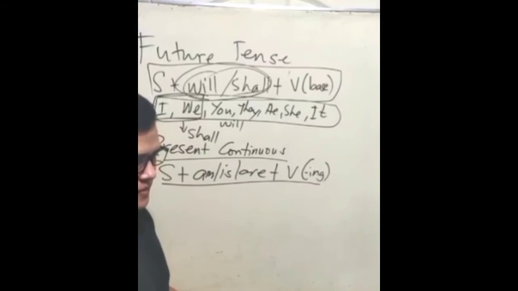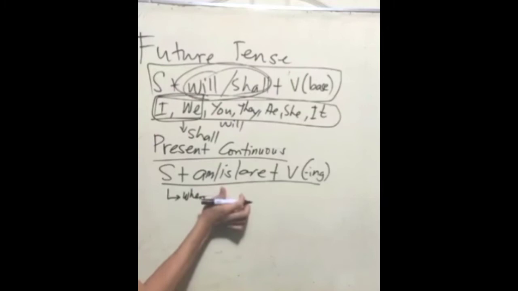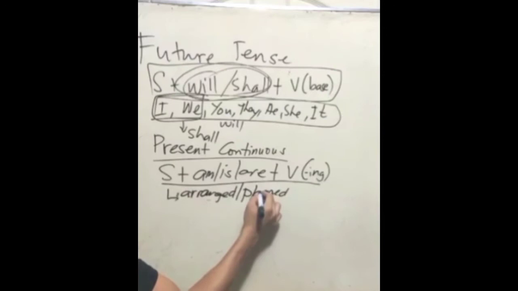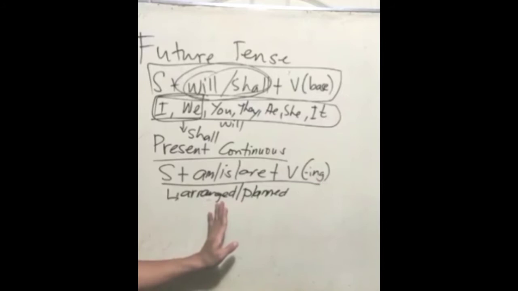Okay. So, most of the time, we use the present continuous to mean future when the action is arranged or planned, okay? Arranged or planned, okay? So in this situation, we use the present continuous to mean future. So, like arrangements or plans or stuff like that, okay?